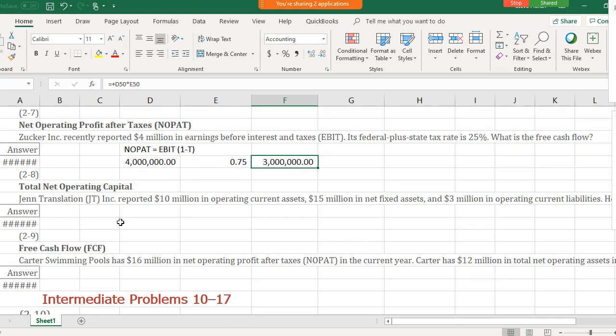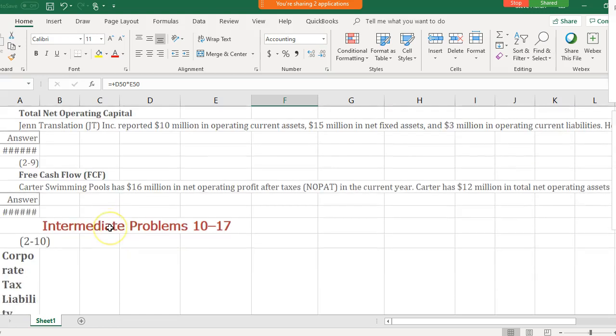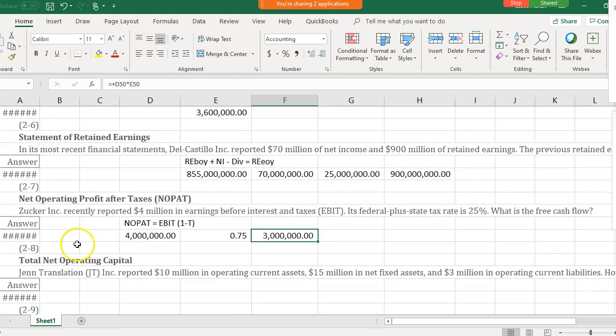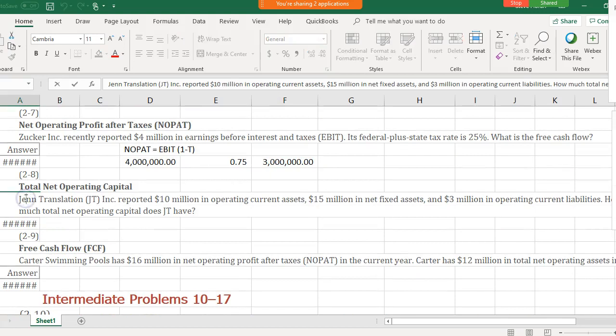Okay, the next one is question 8, and I think that's the last one I'm actually going to do. I copied in here more than I meant to. So question 8, let me get the whole thing on the screen here. It says that Gen Translation reported 10 million of current assets, 15 million of fixed assets, 3 million in net operating current liabilities. How much net operating capital does JT have?